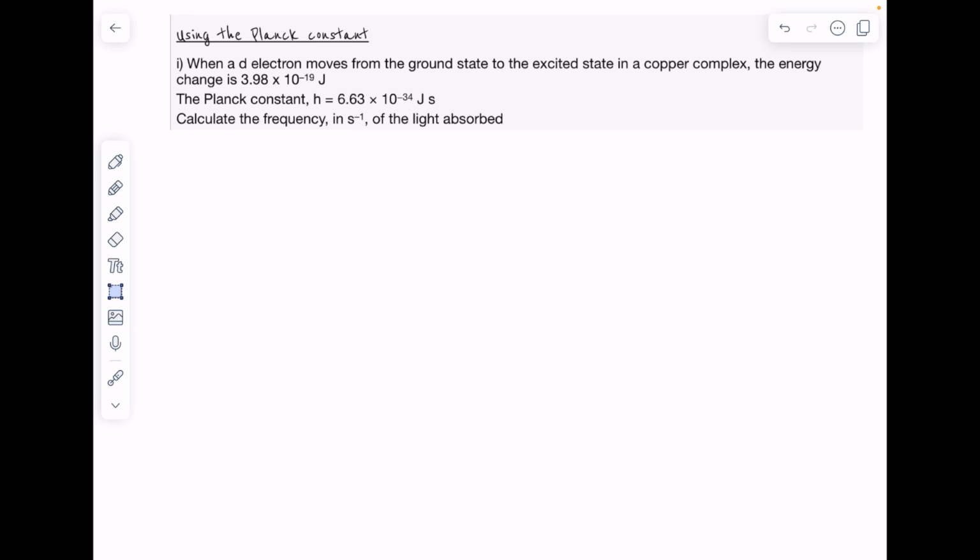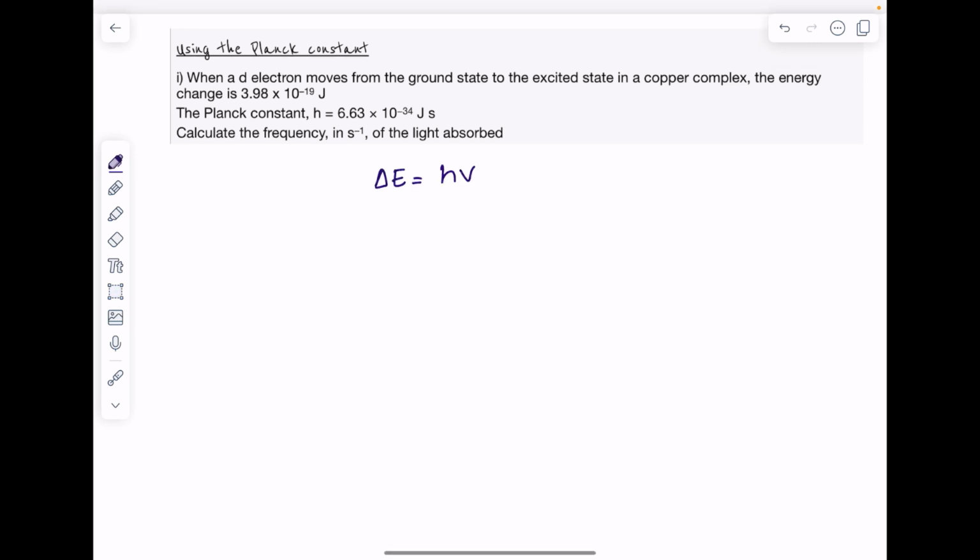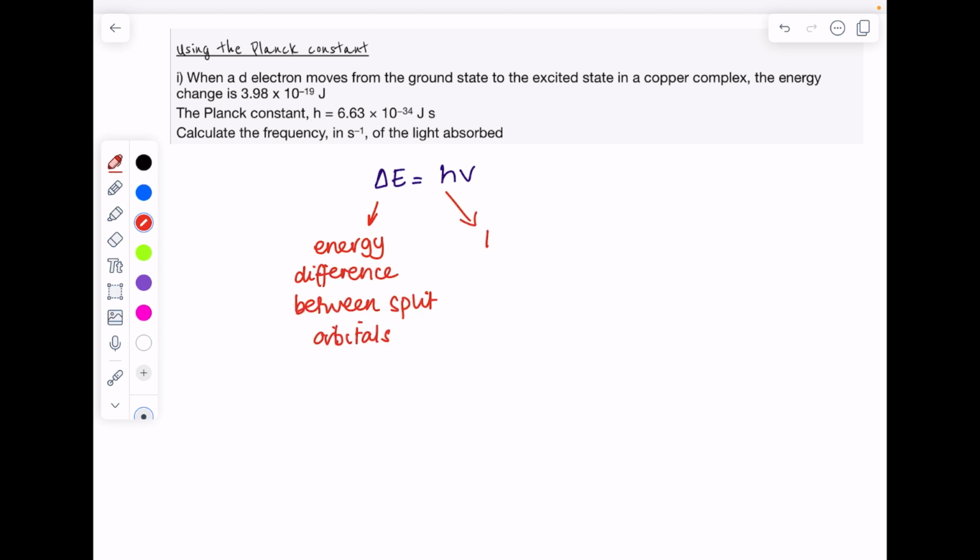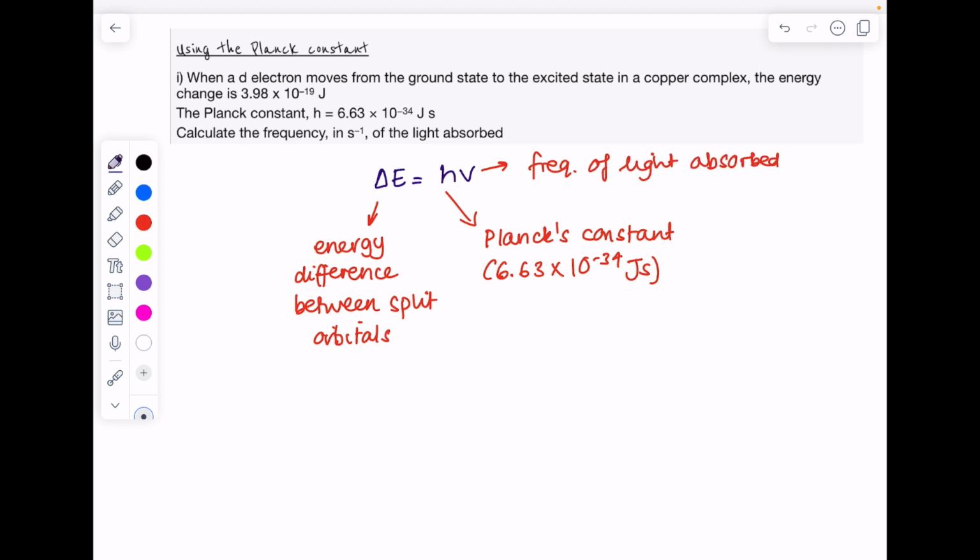Let's practice using the Planck constant now. I'm just writing down the equation there. Remember, this is the energy difference between split orbitals. This is Planck's constant. This is the frequency of light absorbed. When a d electron moves from the ground state to the excited state in a copper complex, the energy change is this. Here's Planck's constant. Calculate the frequency of the light absorbed.